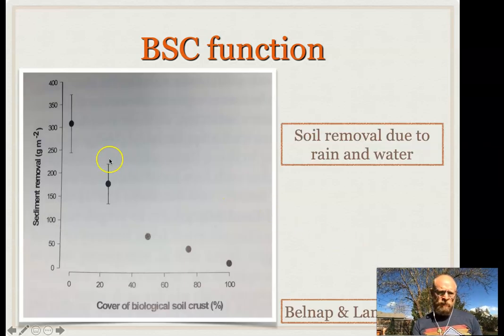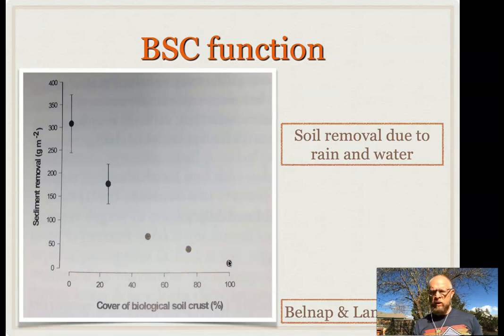So here's just one figure from one of her many papers. On the x-axis we have the cover of biological soil crust, going from 0% cover on the left, so there's nothing there, to 100% cover, where the soil surface is covered completely by the soil crust. On the y-axis we have sediment removal, so how much of the soil particles are removed from an area. And what you see is that when there's no biological soil crust, lots of sediment gets moved, primarily by wind and rain. But when we have 100% cover, almost none of that soil is removed from a particular area.